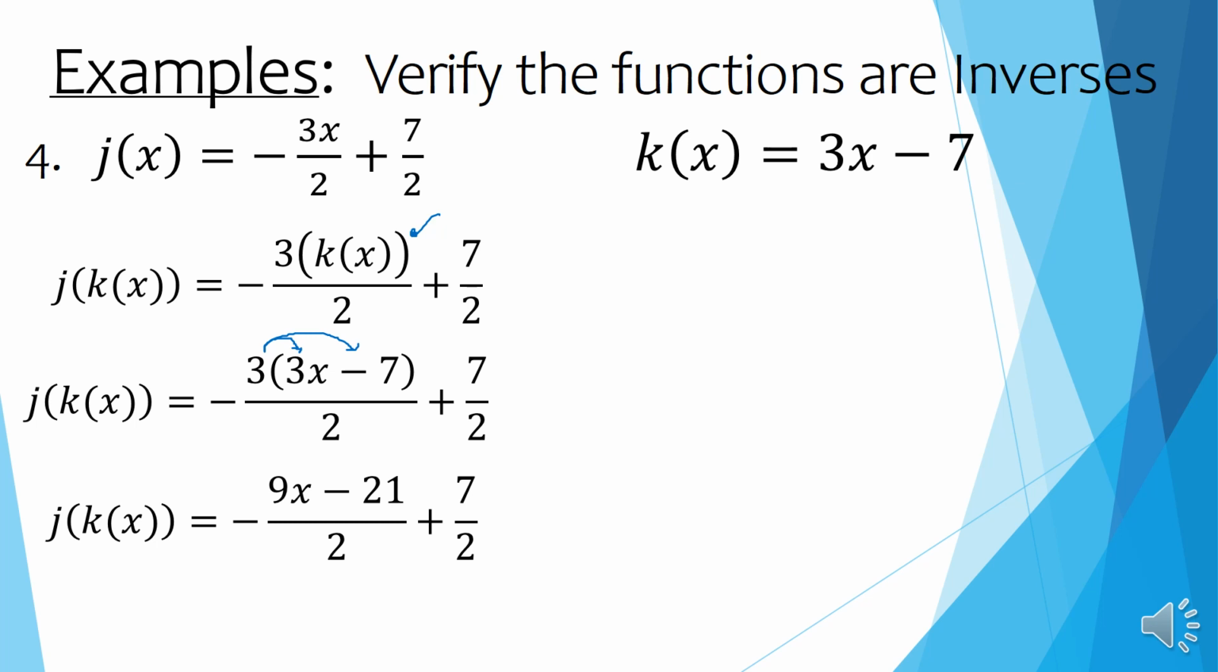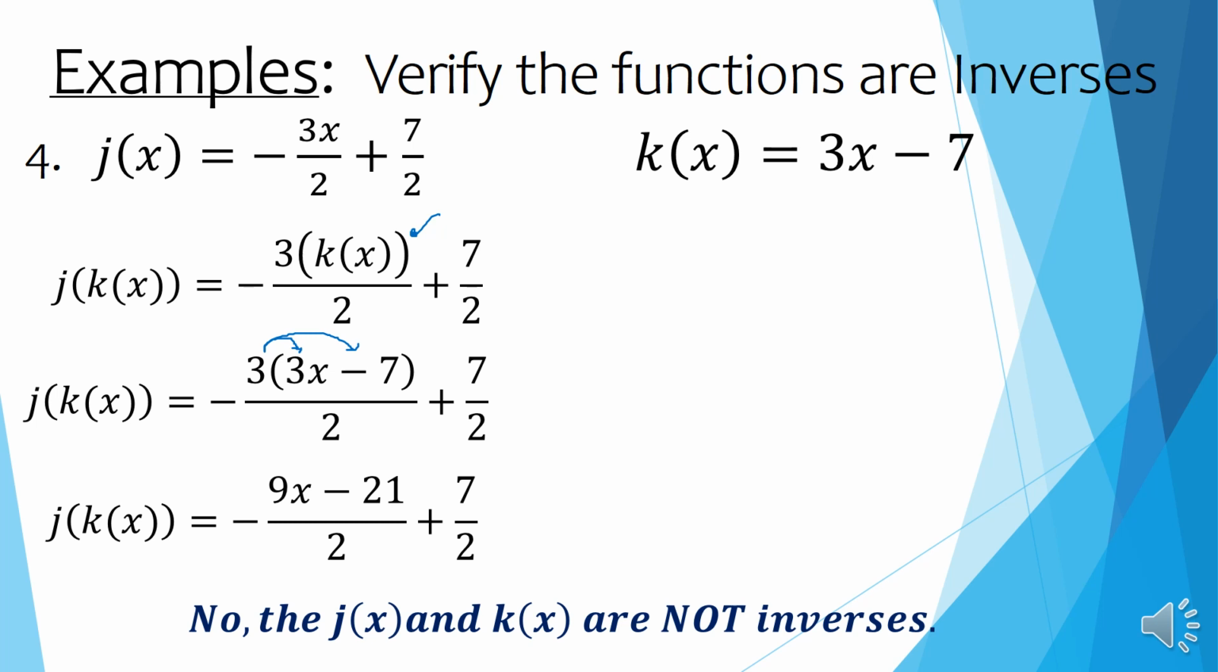Okay, if we were to simplify this stuff out a little bit farther, we really wouldn't get very far with it. I'd get a negative 9x over 2 and then plus a 21 over 2 plus a 7 over 2. That is not going to simplify. So in this one, j of x and k of x are not inverses because there's no way to make j of k of x equal to x. Like, we can't simplify it down any farther. There we go. We got one that didn't work. See, I told you not everything has to work.